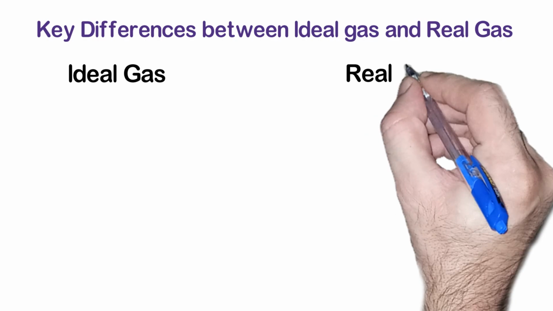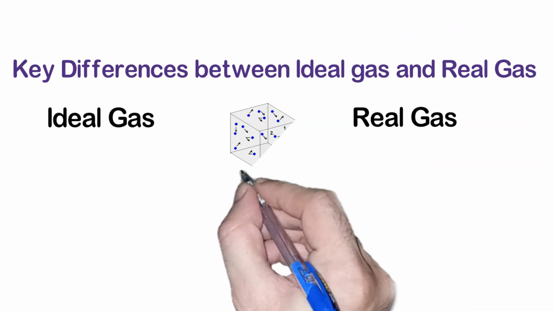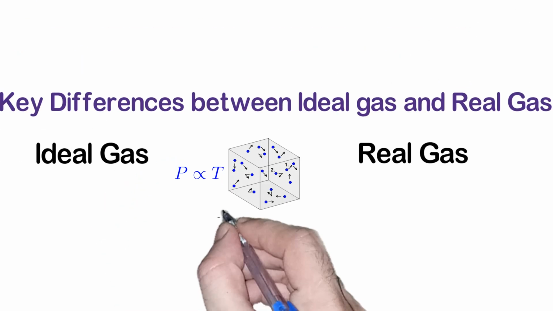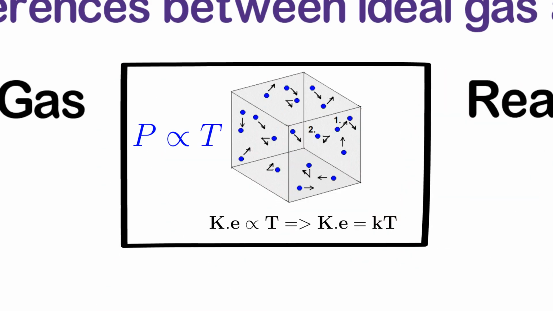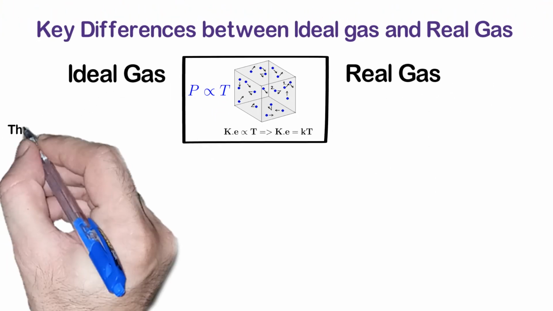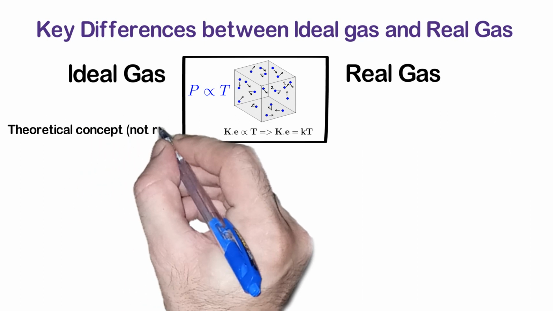We know that gases are composed of small particles known as molecules, and these molecules are in continuous random motion, colliding with the walls of the container and with each other. When these molecules collide with the walls of the container, they exert pressure. So now let's discuss what is real gas and what is ideal gas and what are the main differences between these two types of gases.